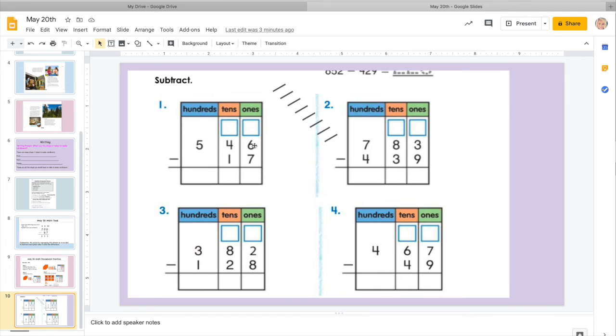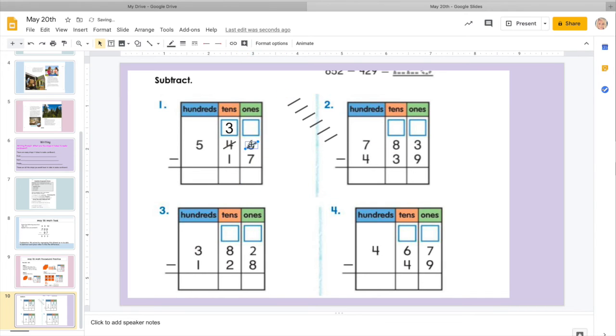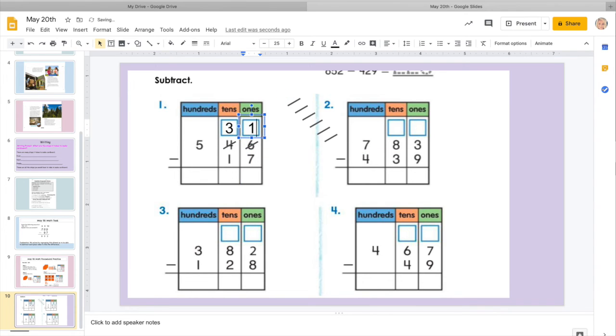Okay, so we have 6 minus 7. Well, if you have 6 of something, you cannot take 7 away because you don't have enough. So we know we are going to need to regroup. And when we regroup, we borrow from next door. So here we're going to borrow from the 10s, where the 4 is going to become a 3. And that means now that this 6 is going to become a 16. And now that gives us enough to subtract 7 from 16.